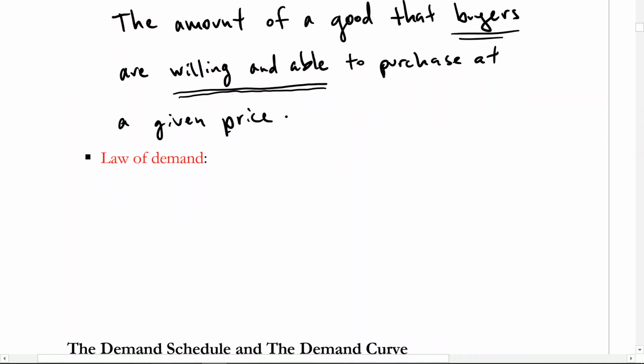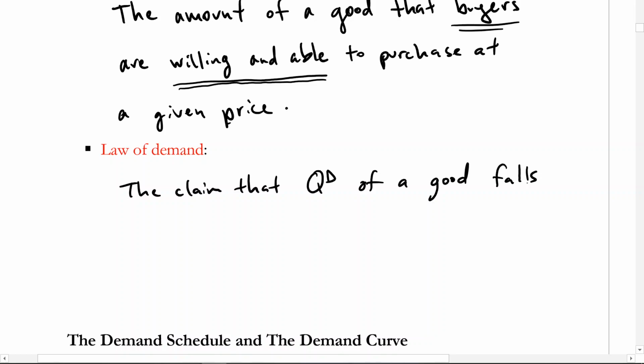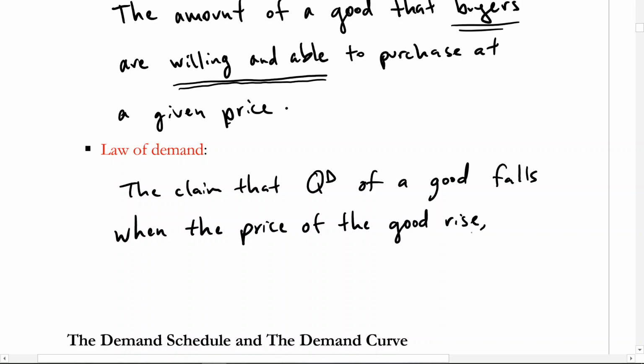Our law of demand states that, this is the claim that quantity demanded of a good falls when the price of the good rises, and then at the end here, all else equal.